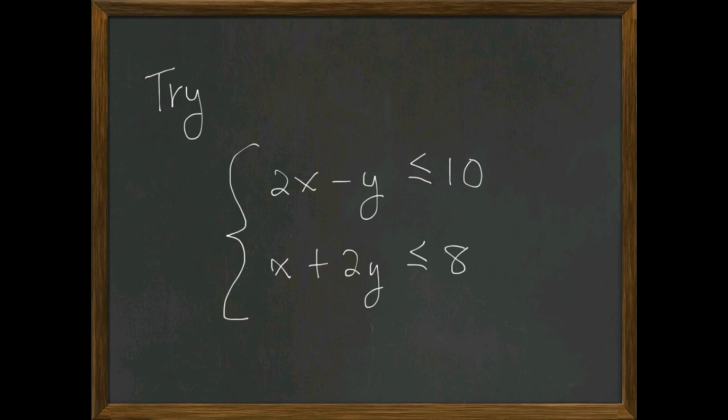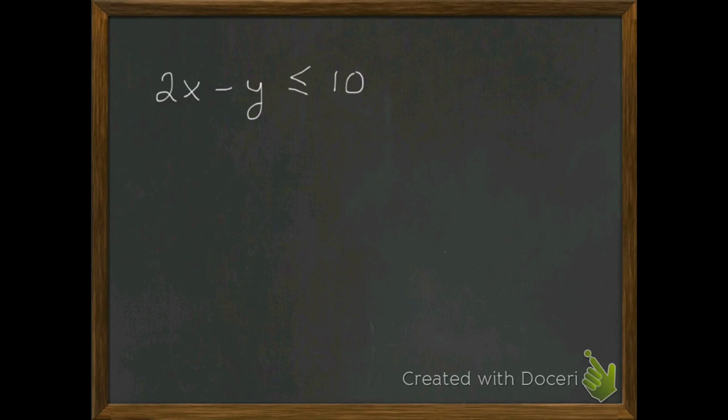Okay, so first thing I'd want to do is solve each one of these independently of the other one. So if I start out with 2x minus y less than or equal to 10, I would want to subtract 2x from both sides. So on the left-hand side, I'm going to have negative y less than or equal to negative 2x plus 10.